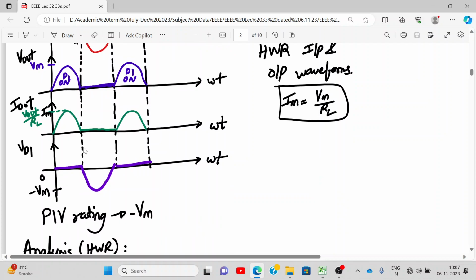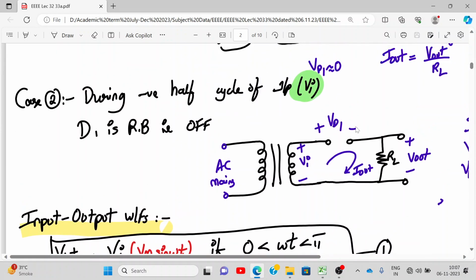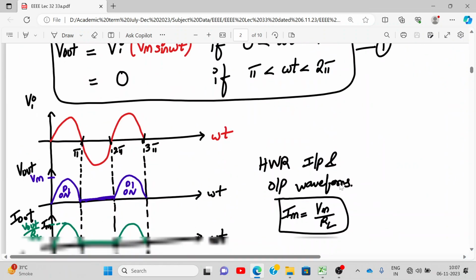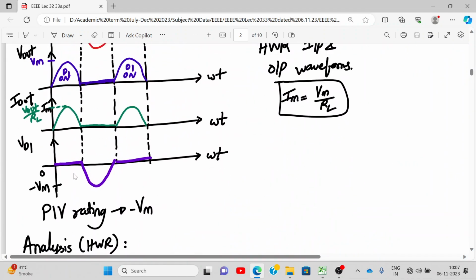And this waveform over here, VD1, is the voltage across the diode. As you can see carefully, when the diode is on, the voltage across the diode is almost zero, we are assuming it. And when it is not on, the voltage across the diode will be the same as your input voltage. In this case it is the negative half cycle, so it will be negative. The maximum negative voltage a diode can withstand without damaging it is called the PIV rating of the diode. And here it is around minus Vm.